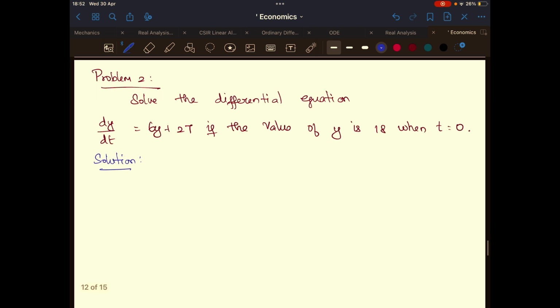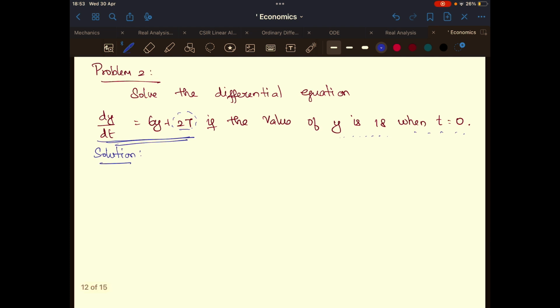Now the second problem: solve the differential equation dy by dt equals 6y plus 27. Look at that, a constant is present here, so it is non-homogeneous. Further they have given that the value of y is 18 when t equals 0, so they are asking about the definite solution. We should not stop at the general solution. Since it is non-homogeneous, you have to find the solution.